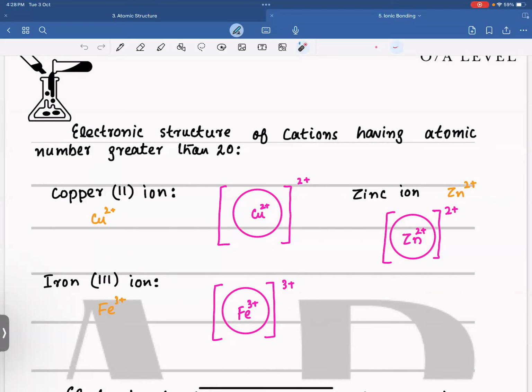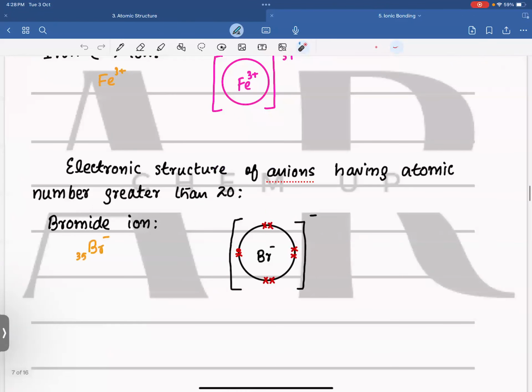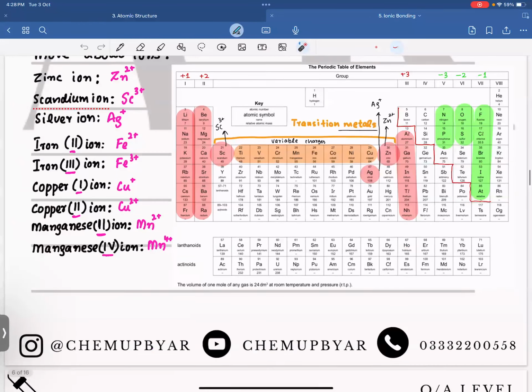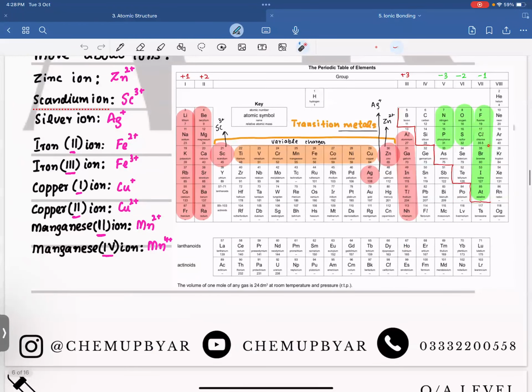So now, if we have to draw anions with an atomic number greater than 20, we will draw in this way. We know that an anion gains electrons. After gaining the electrons, it will have 8 electrons in its outermost shell. So we will figure out from the periodic table how many electrons it is going to gain. For example, bromine is in group 7, having a -1 charge, which means when it becomes an anion, it will gain 1 electron.